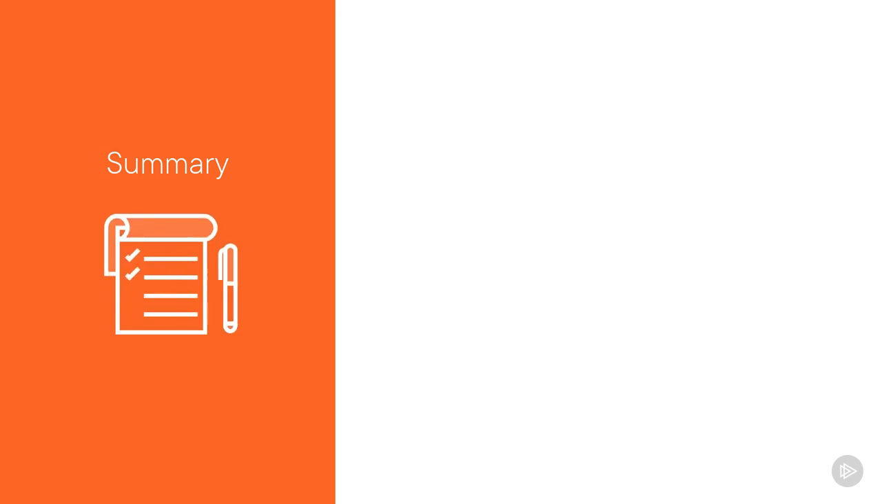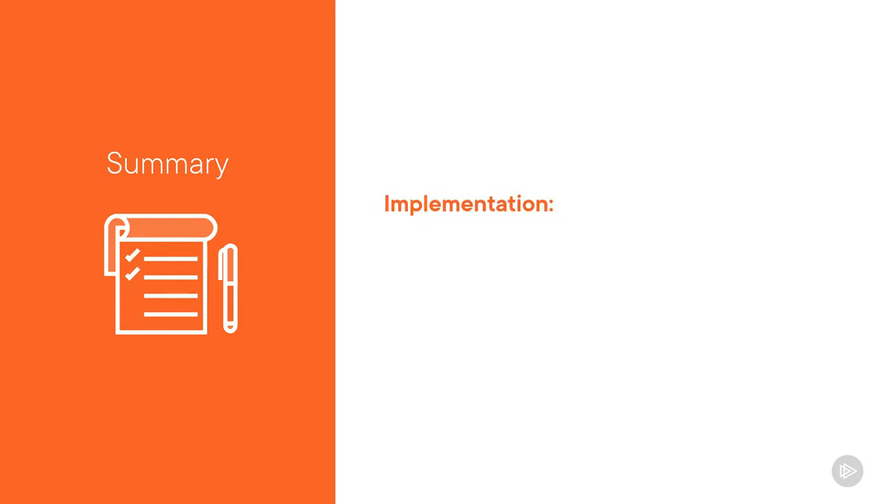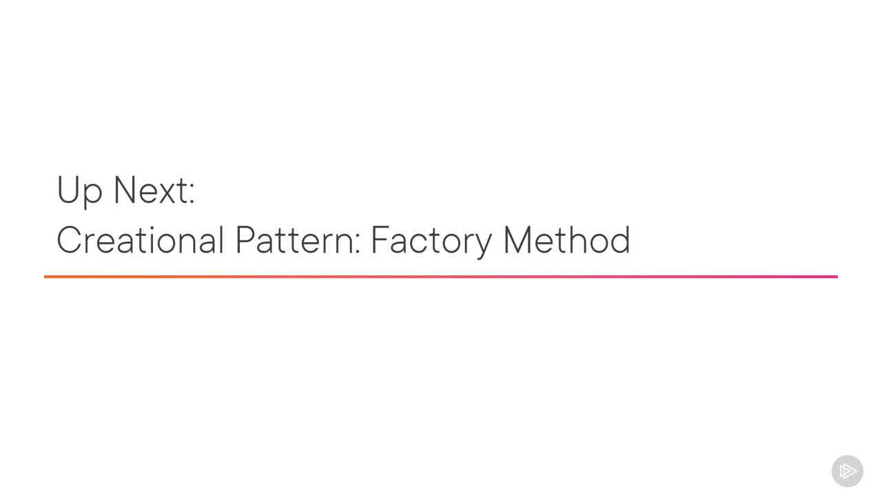In this module, we learned about the singleton pattern. Its intent is to ensure that a class only has one instance, and to provide a global point of access to it. A naive implementation can be achieved with a static instance property and backing field, combined with a private or protected constructor. However, that's not guaranteed to be thread safe. A better implementation can be achieved with lazy initialization via Lazy<T>. We implemented both as an example. Up next is one of 2 factory patterns the Gang of 4 described: the factory method pattern. Let's have a look.